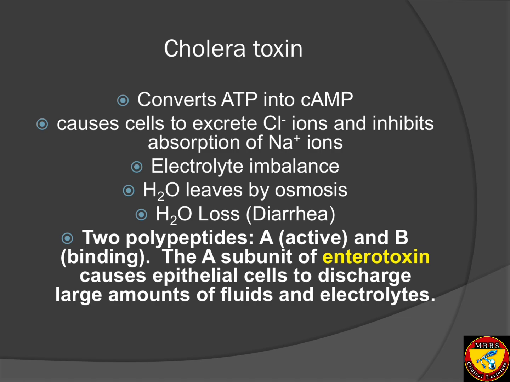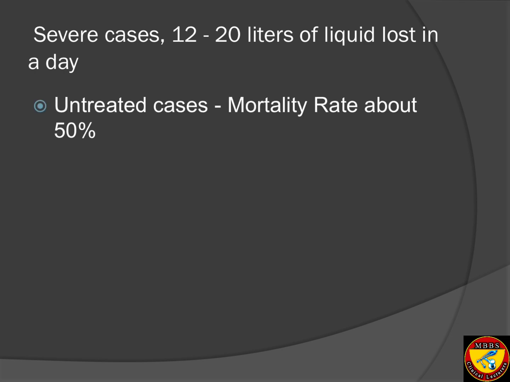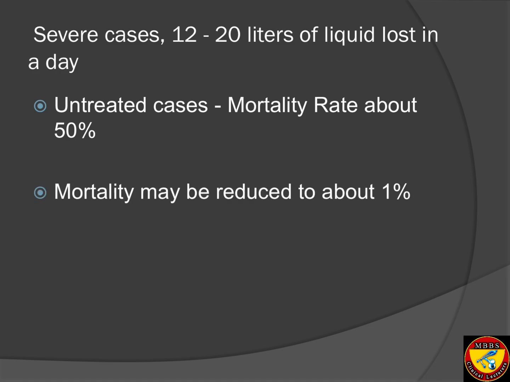Two parts of the toxin, and A is acting as an enterotoxin, which causes epithelial cells to discharge a large amount of fluids and electrolytes. In severe cases of cholera, even 12 to 20 liters of body fluid is lost in a day. That's why it's a serious disease, especially in children, where it can be fatal. The mortality rate is about 50% if it's not treated in time. Usually one has to be given oral rehydration salt, ORS, and or IV rehydration if it's very serious.